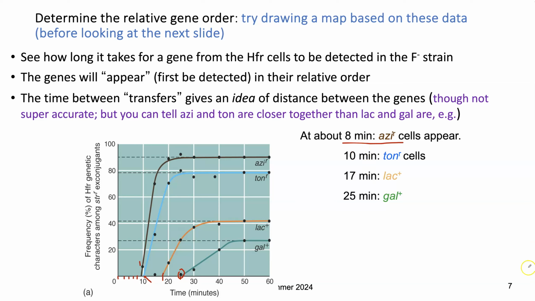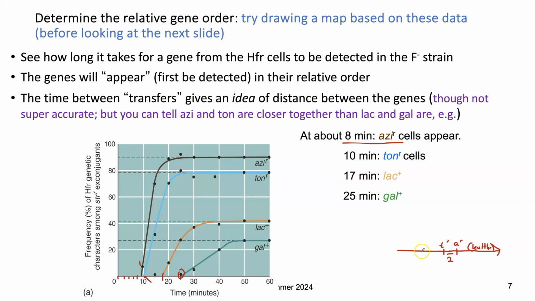So if you're going to draw a map of this, you would have the little arrowhead that indicates the beginning of transfer. And we already know that Leu and Thr are somewhere along here. And we weren't monitoring them particularly because we were using them as our selection. But about 8 minutes afterwards, we start to see the sodium azide resistant cells, right? And then 2 minutes later, the T1 resistant cells. So we know there's about 2 minutes between here.